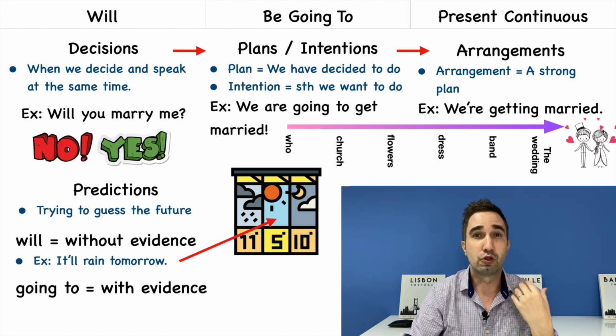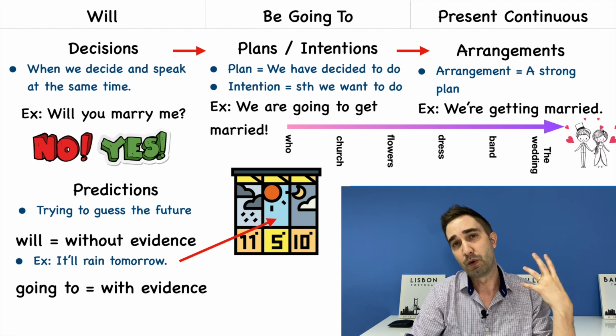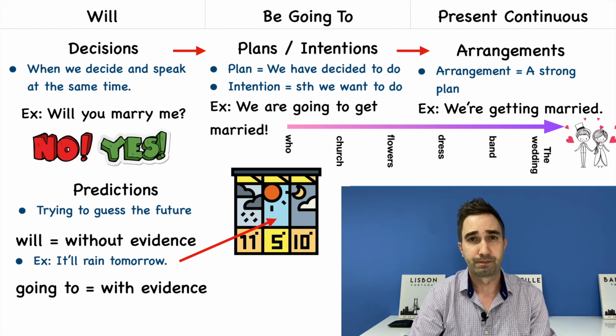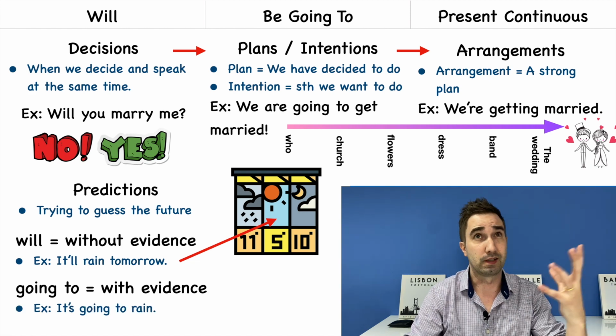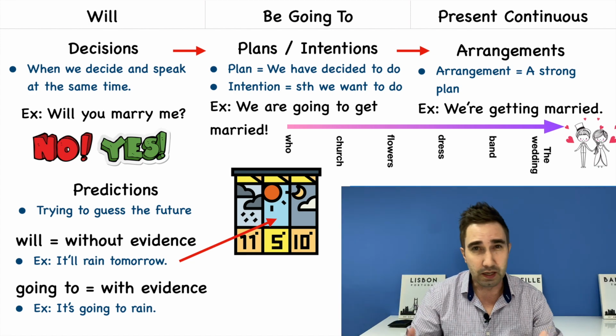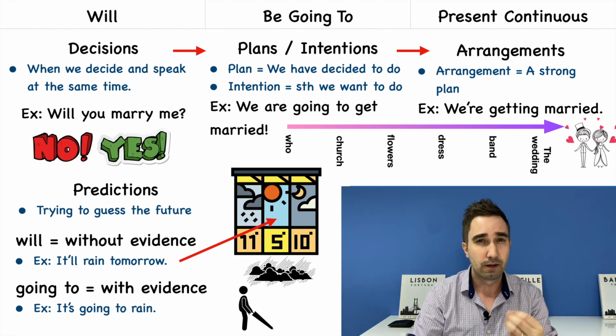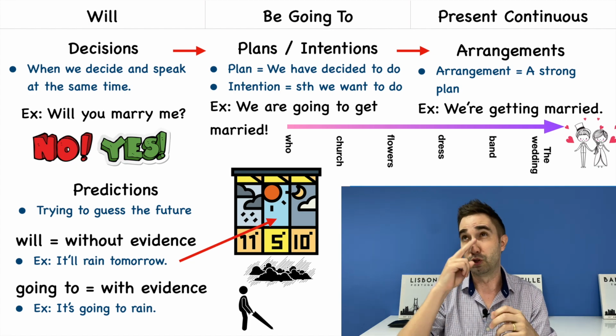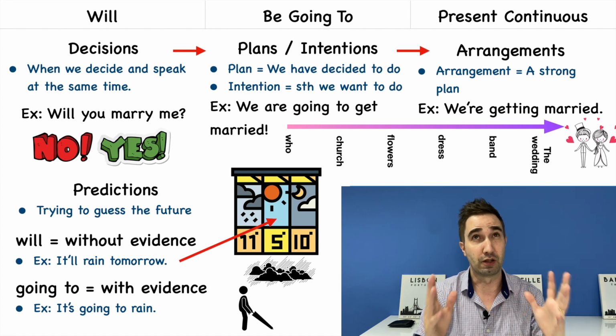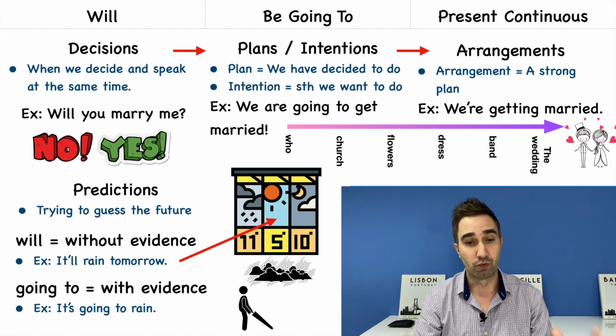Now we can also use going to make predictions, but with going to we have evidence. So what that means is I can see the dark clouds. It's windy, and if you're like me, sometimes you can smell the rain is coming. In this image you can see that it's not raining yet, but I have my umbrella, I'm ready. I'm looking at the dark clouds and I'm like, ugh, it doesn't look very good. It's going to rain, right? So I'm fairly certain I can see something is going to happen, right?